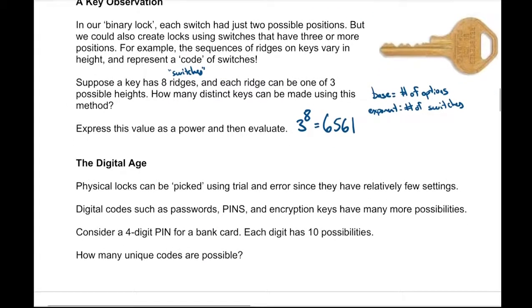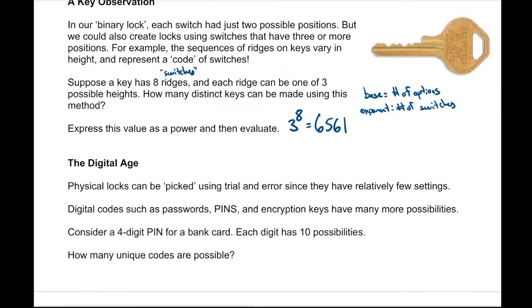This also applies to the digital age, right? We talked about binary switches or binary locks and keys, still useful, but physical locks can be picked using trial and error since there are relatively few settings that you could have. If you're cutting a key, there's really only so many heights that you could use. If you have a switch, again, there's only so many possible settings. So you're limited due to the physical nature of those locks.